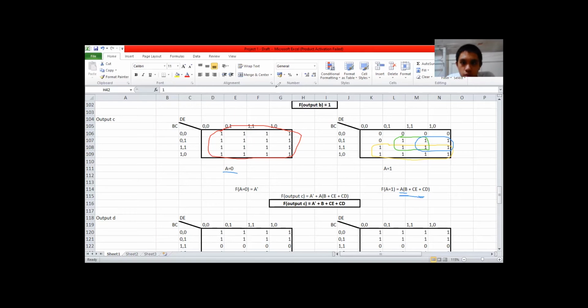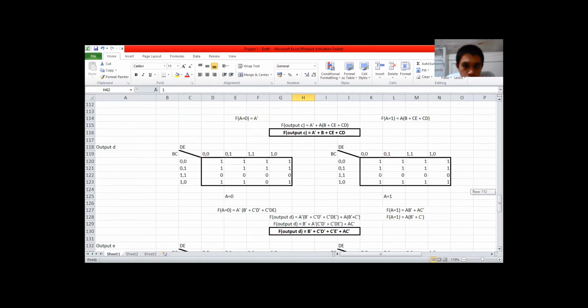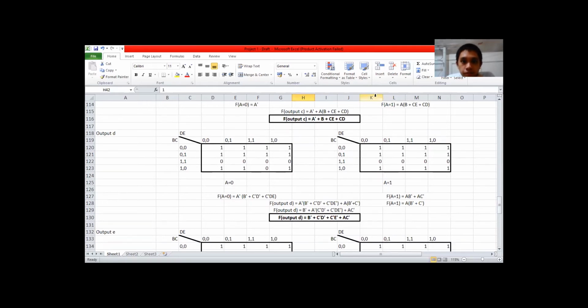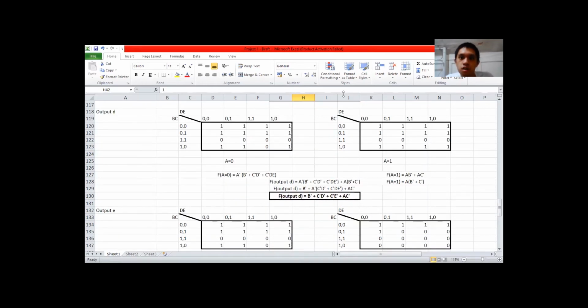So moving on with the next output, let me just clear my drawings. For output B, this is the K-map that I did for output B. So for output B, here are the groupings that I made. So first one, okay, so here is the first group.